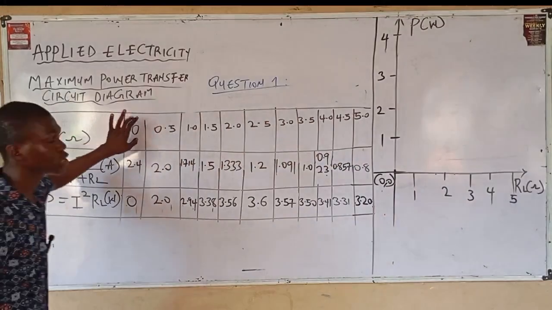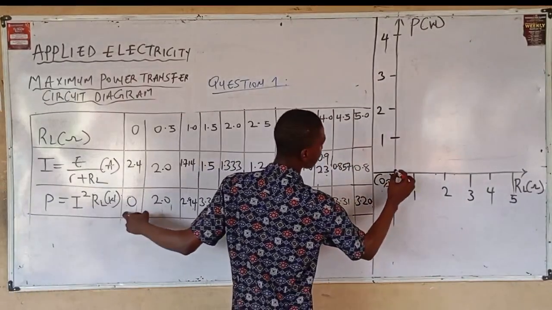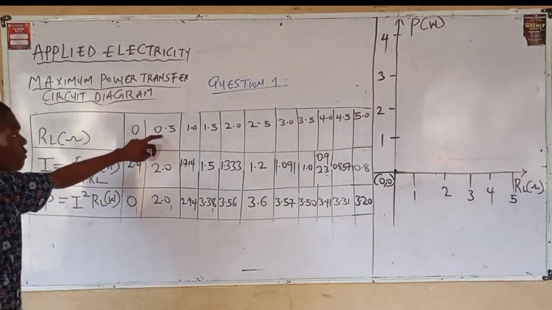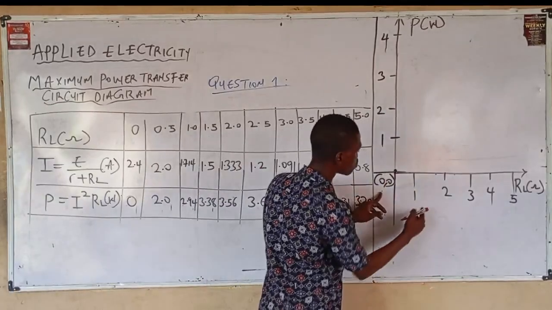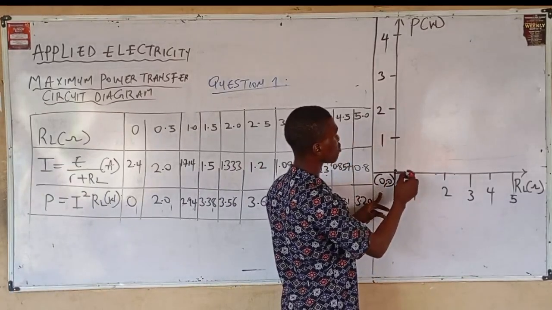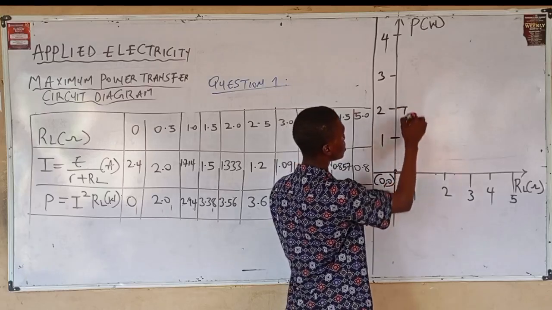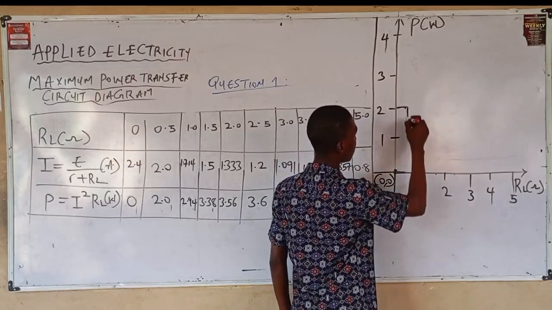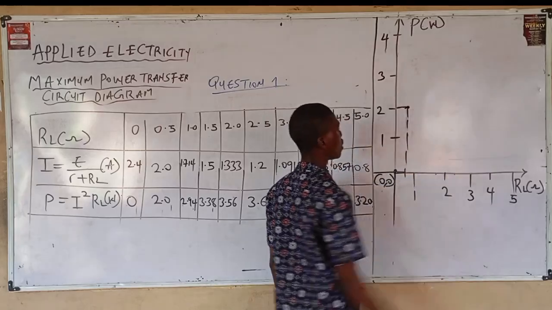When our load resistor is 0, I'm having the power to be 0. Meaning, I have it on this point. When my load resistor is 0.5, I'm having the power to be 2.0. So if this is 0 to 1, of course, 0.5 will be at the middle, and this is 2. So I have this. This is 0.5 and this is 2, right?